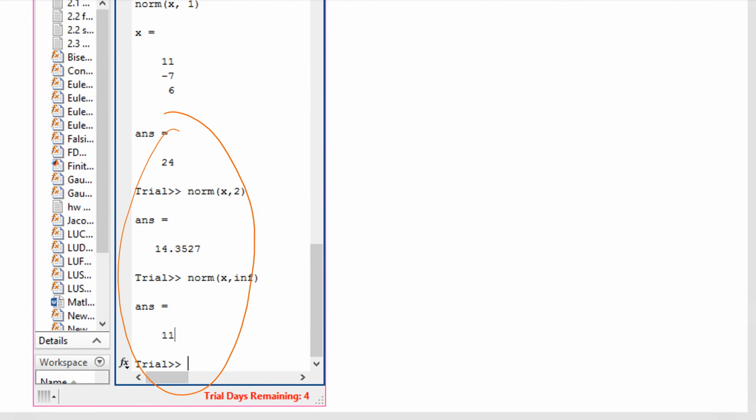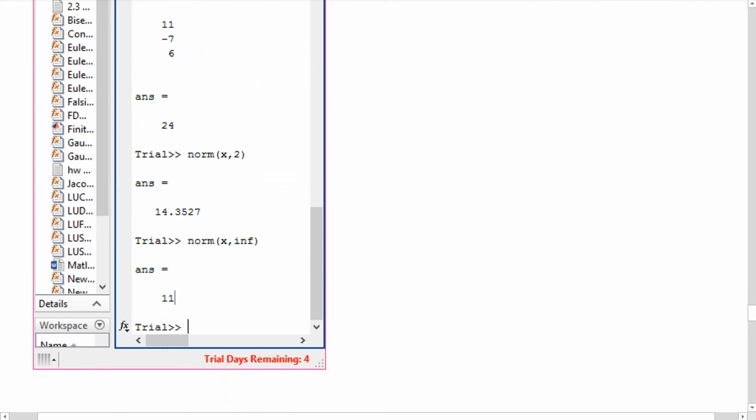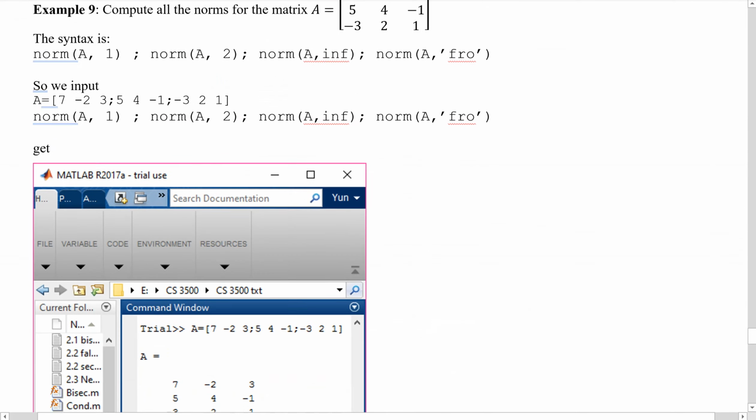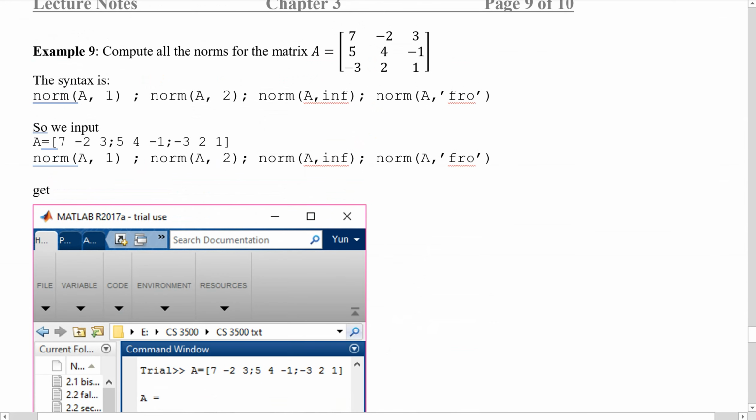So far, so good, everybody? Okay, and for a matrix, L1 norm is like norm matrix A, comma 1. L2 norm is norm A, comma 2, okay? L infinity norm is norm A and then comma infinity. We use INF, okay?